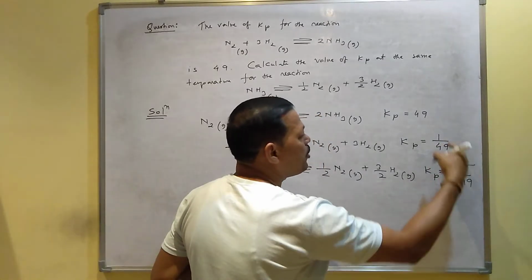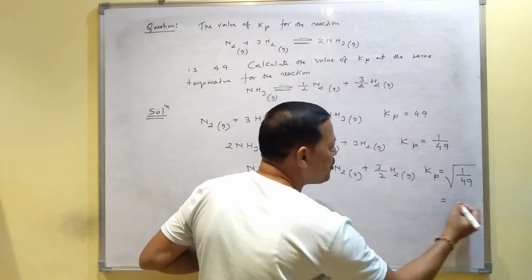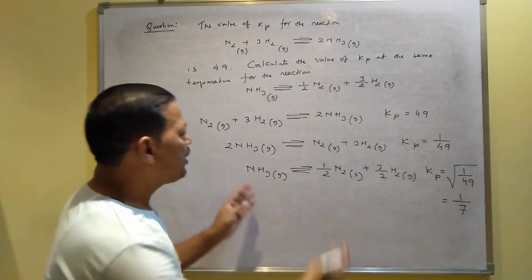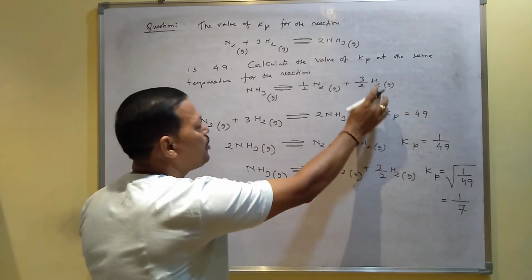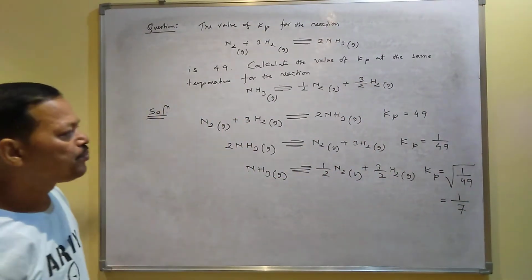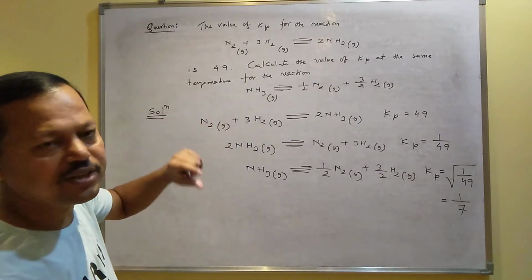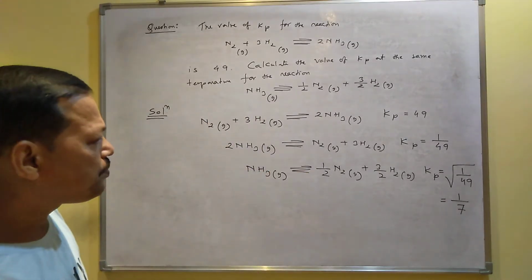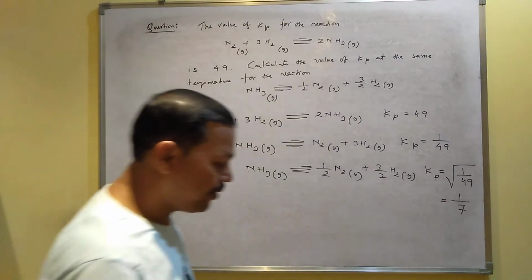It will be the square root of 1/49. So the square root of 1/49 means you can write 1/7. So this is the value of Kp, and this is your required equation. As in the question it is asked, NH3 gives 1/2 N2 plus 3/2 H2, and this is your reaction, and you find out the value of Kp as 1/7. So this is the process. If you know the value of Kp for a particular reaction, then from that reaction you can find out the value of Kp for another reaction also. So by applying those characteristics, you can do this type of numerical.